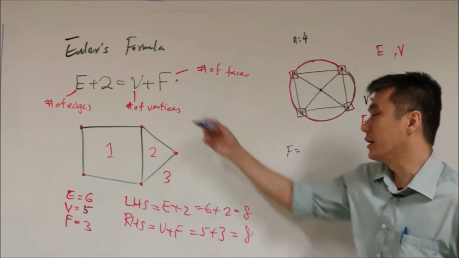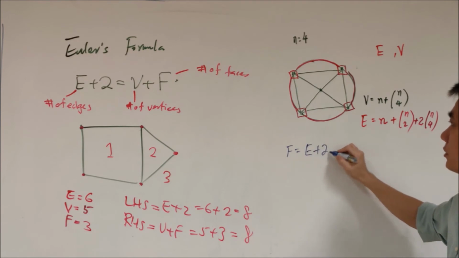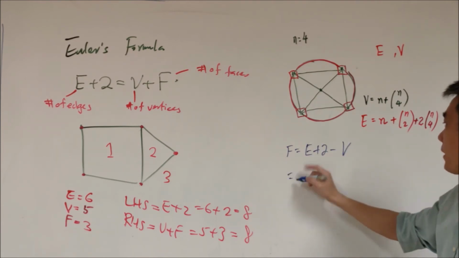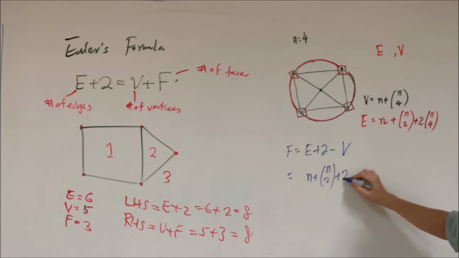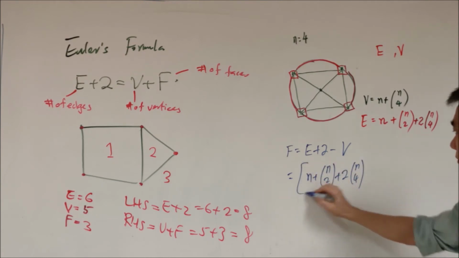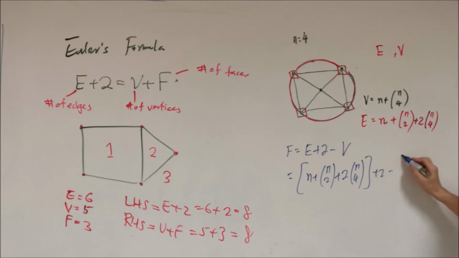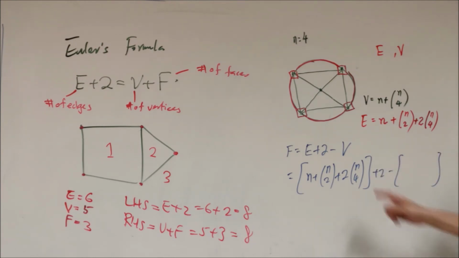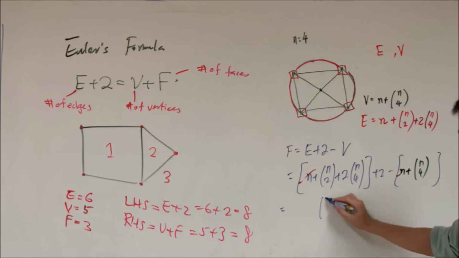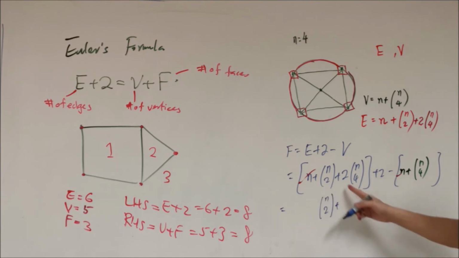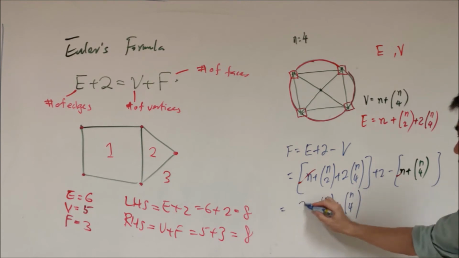From Euler's formula, F will equal E plus 2 minus V, whereby E equals n plus n choose 2 plus 2 of n choose 4. That's E. Plus 2 minus V, which equals n plus n choose 4. N minus n will cancel off. You have n choose 2 plus 2 of n choose 4 minus n choose 4. This is n choose 4. And you have a 2.